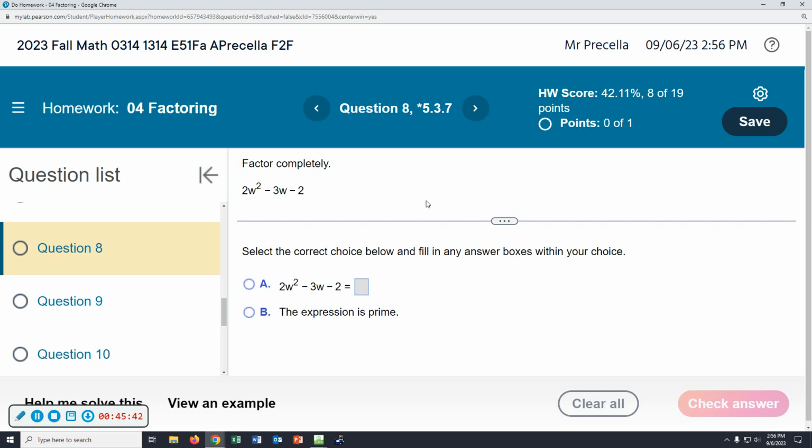Number 8. Oh, I like the looks of this. Oh, yeah. Number 8. We're just doing the even number problems as examples. 2. Is that a W squared?